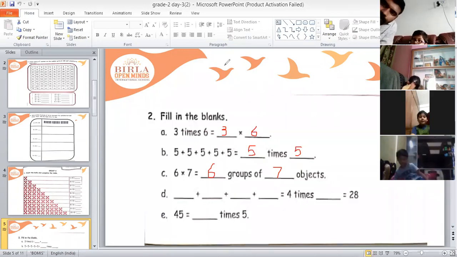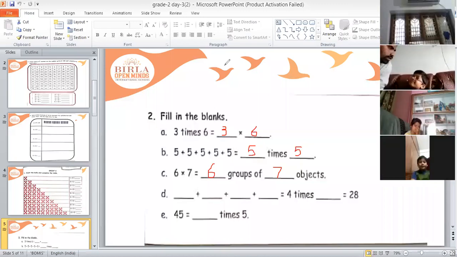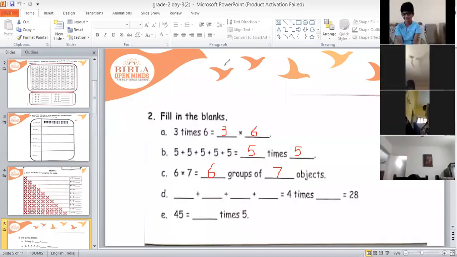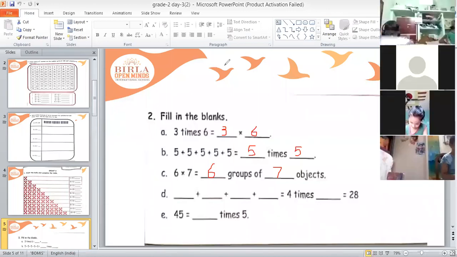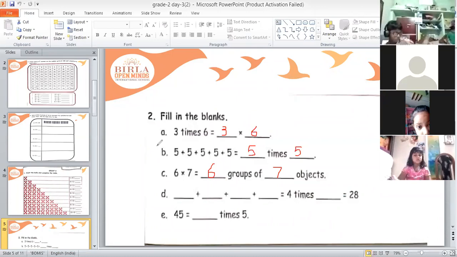Yeah, tell the 4 table quickly. 4 1s are 4. 4 2s are 6. Wrong. 4 2s are 8. Yeah. 4 3s are 12. Yeah. 4 4s are... Dhriti, your camera should be on. This is not the way. It's wrong.